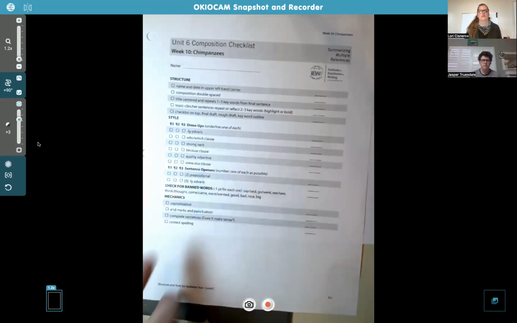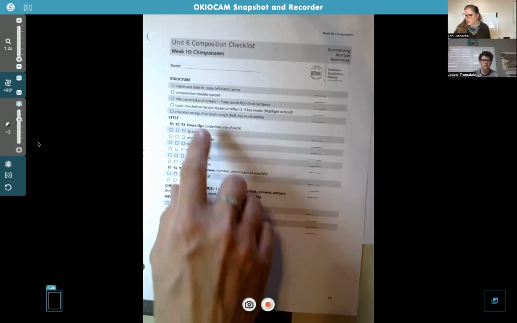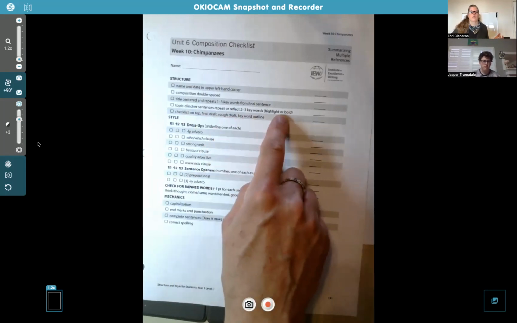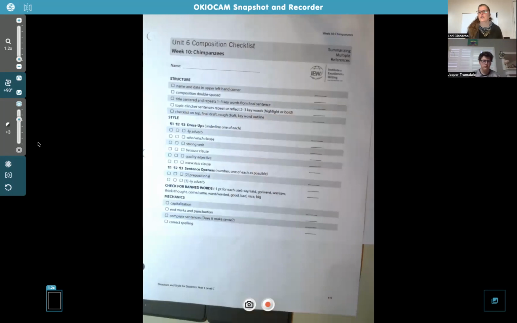These are underlined, and then don't forget to highlight your topic clincher, highlight or bold, and your new title. So don't call it chimpanzees. You can use chimpanzees, but make your own title with the last sentence. Does that make sense? Yeah. Okay, good. That's pretty much it for today.